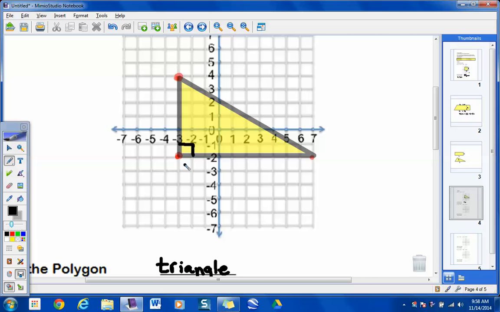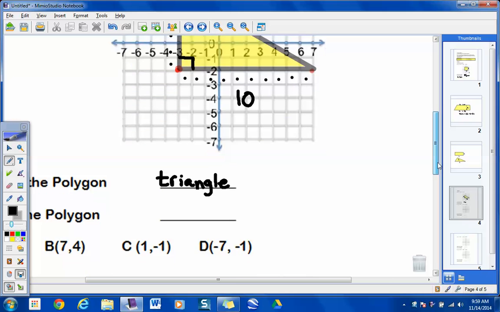Okay, so can I count my base length here? How many units long is my base? 10 units. How tall is the height? 6. So 10 times 6, right? So I'm going to take 10 times 6. Am I done at that point for a triangle? Or do I have to do something else?